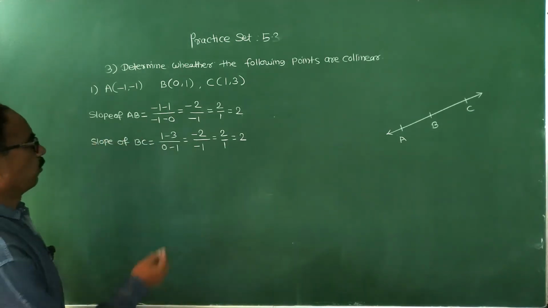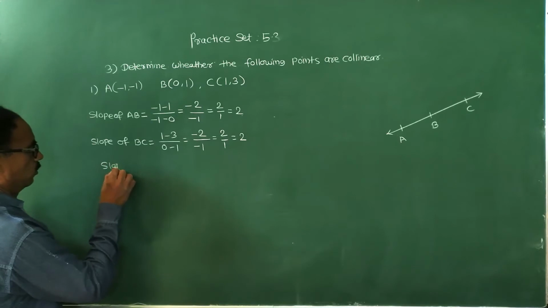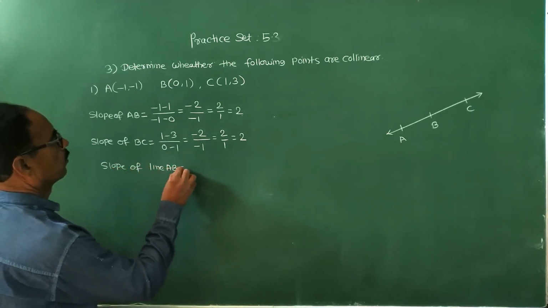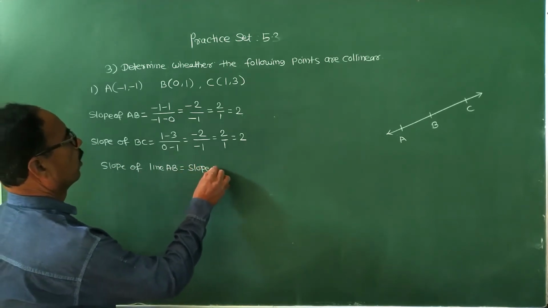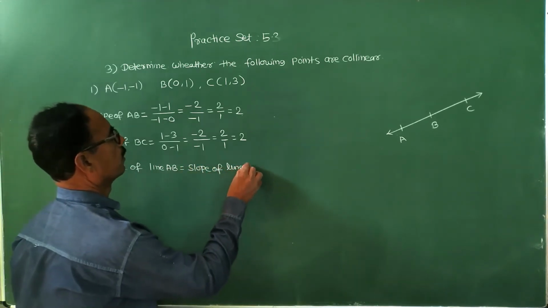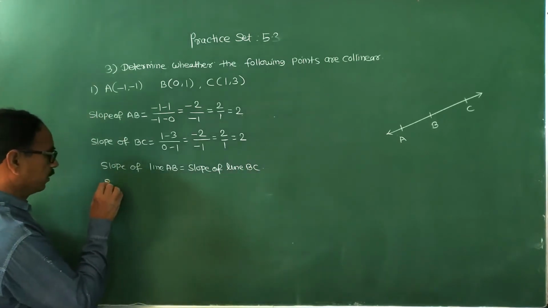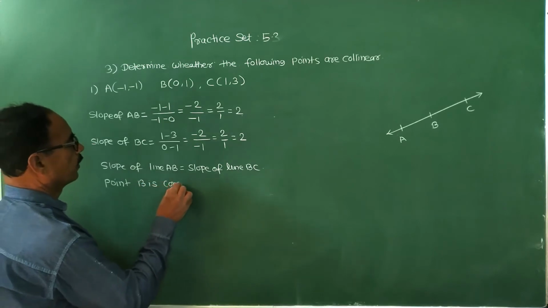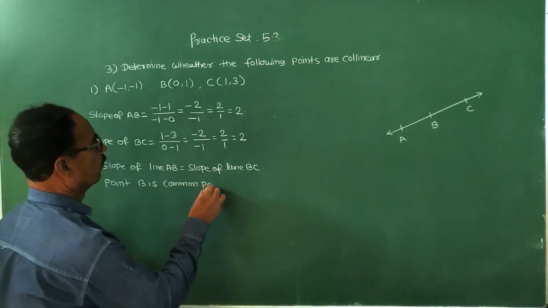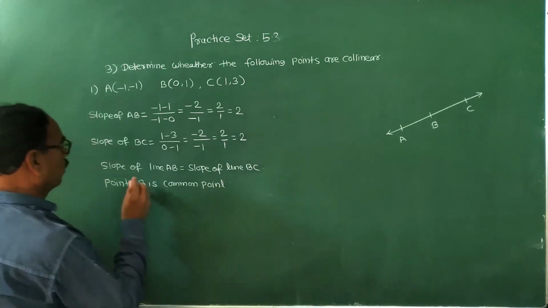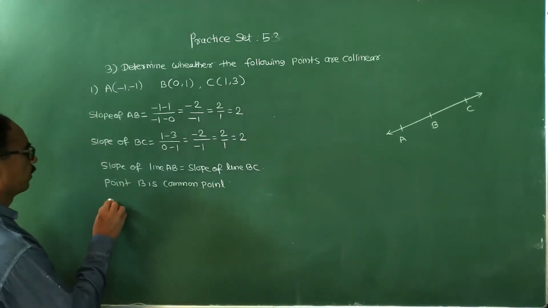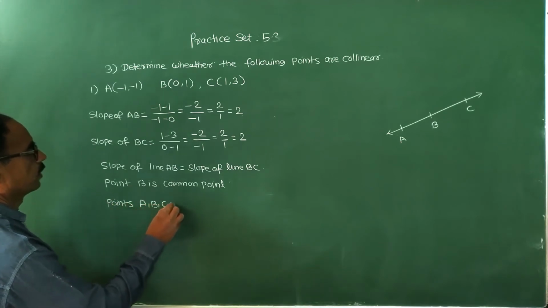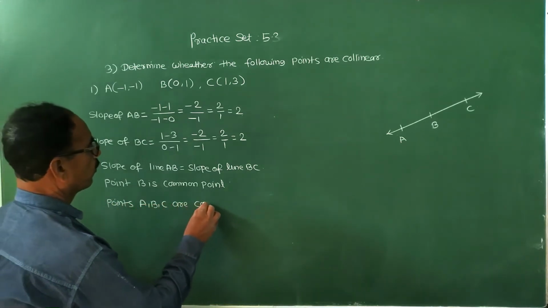Here we can write slope of line AB is equal to the slope of line BC. Point B is the common point. So here we can write points A, B, C are collinear points.